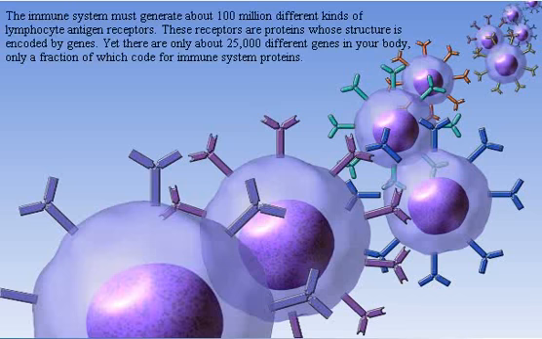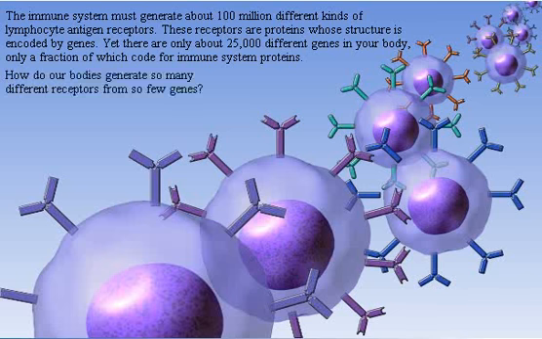As you now know, the immune system must generate about 100 million different kinds of lymphocyte antigen receptors. And as you also know, these receptors are proteins whose structure is encoded by genes. Yet, there are only about 25,000 different genes that make up all of the genes in your body, only a fraction of which code for immune system proteins. How do our bodies generate so many different receptors from so few genes? Click the antigen receptor to find out.